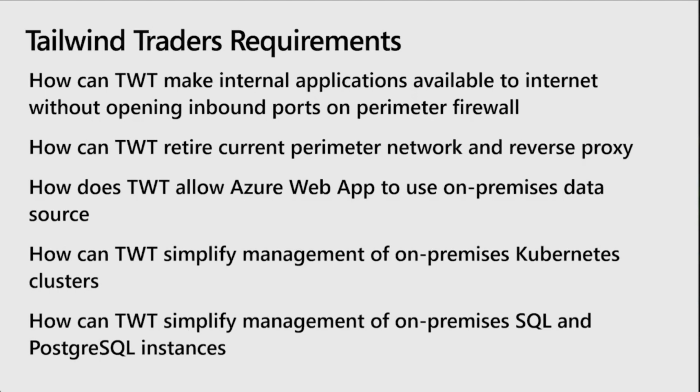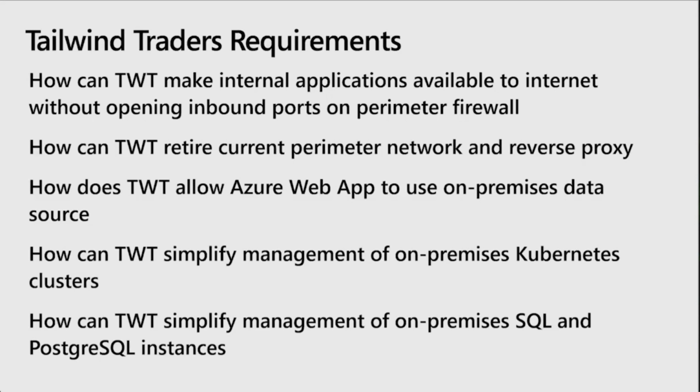The first is, how can Tailwind Traders make applications that run on their internal network available to the internet without opening inbound ports on the perimeter firewall? The next question is, how can Tailwind Traders retire their current perimeter network and reverse proxy? That is, at the moment they are publishing some applications that sit on their perimeter network out to the internet, and clients on the internet access those applications through the perimeter network firewall because those applications are sitting on the perimeter network.